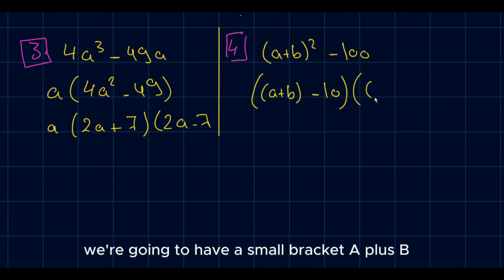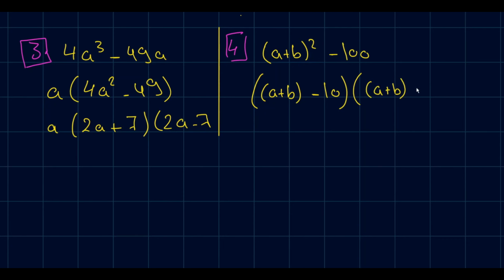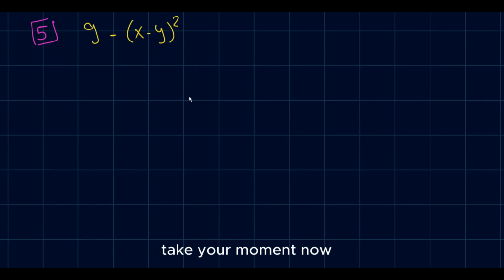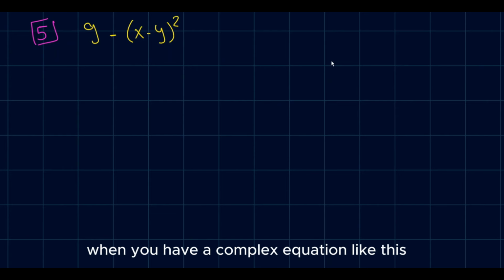Second bracket, we're gonna have a small bracket, a plus b minus plus 10. That's it. Take your moment now, and I'm gonna show you another way when you have a complex thing like this.